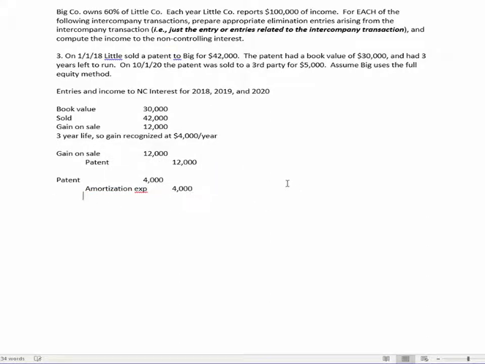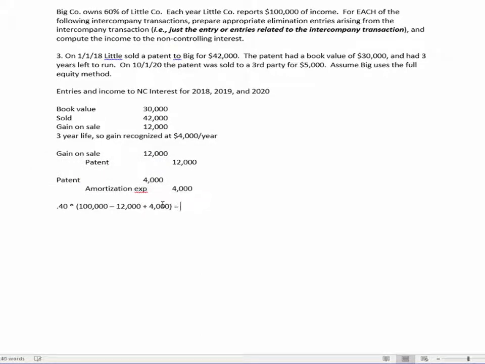For the income to the non-controlling shareholders, they're going to get their share of the reported earnings. And then we look at these elimination entries and first confirm this was an upstream sale, so this does affect the non-controlling interest. First, we put a $12,000 debit on the income statement. That makes income go down. Then we put a $4,000 credit on the income statement. That makes income go up.